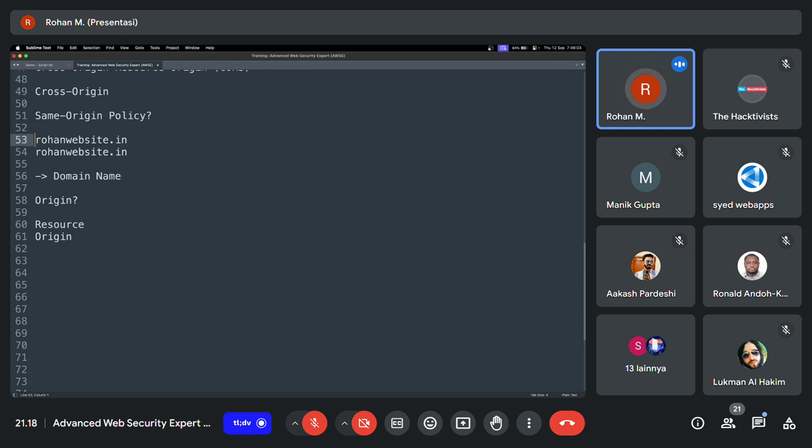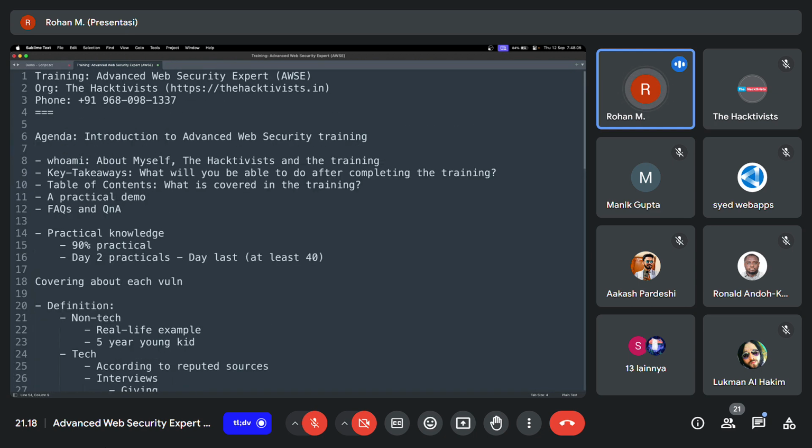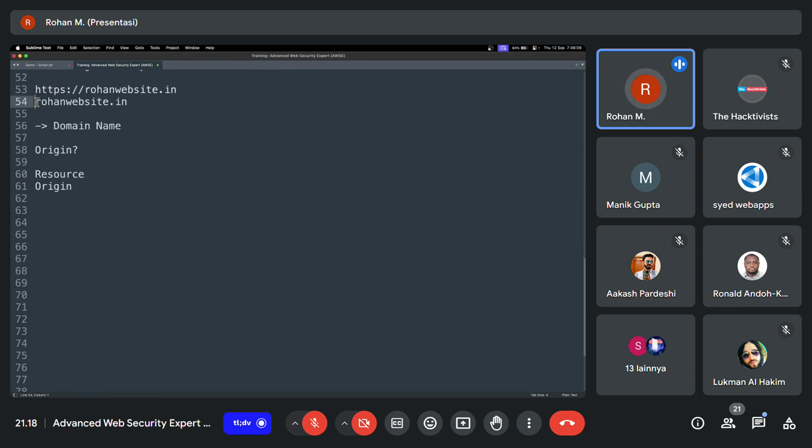All right, let's take this a step forward. This is HTTPS and this is FTP. Now, are they the same origin? Yes or no? If you think yes, thumbs up or write yes in the chat box. Are they the same origin? One yes, one no. Two yes, one no. Three yeses, one no. Four yeses, one no. Okay. So the next thing that has changed is the protocol.